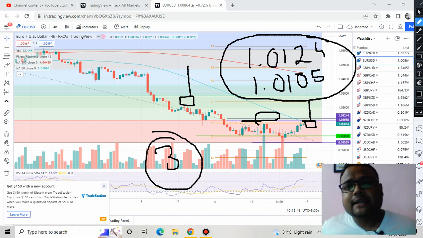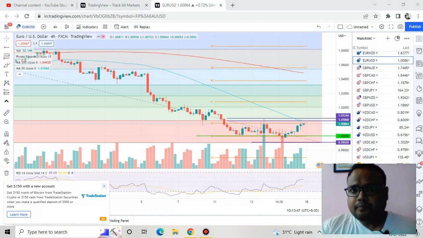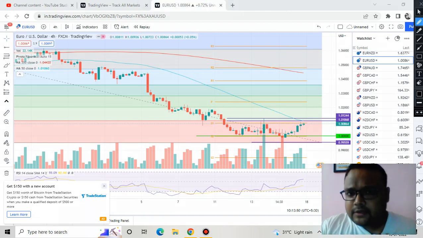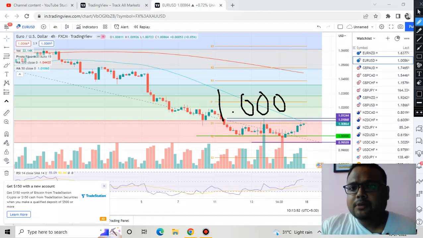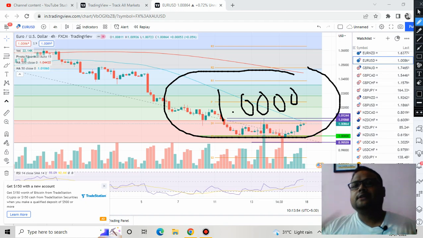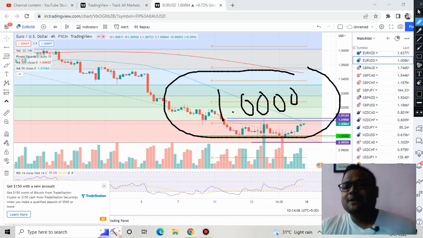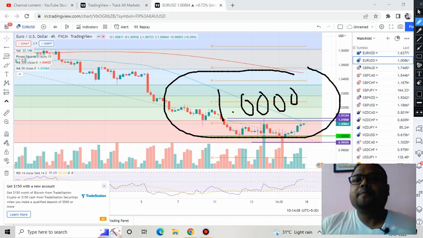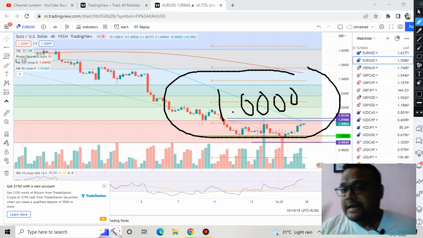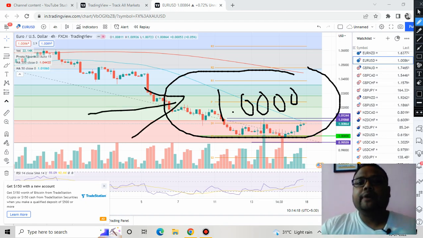The support for Euro USD is still 1.0000, because as I have already mentioned, the central banks will not let Euro USD fall below this level easily. They will try to hold the level, they will try to hold the pride of the euro at least. So if the market breaks this level also, you must be very careful. You must observe the market for some time. Do not take a sell position immediately if Euro USD breaks it.